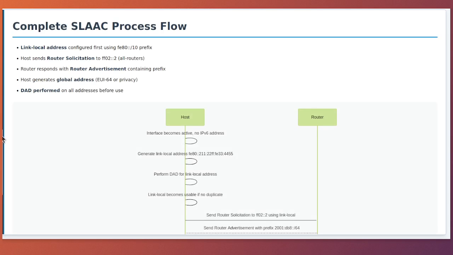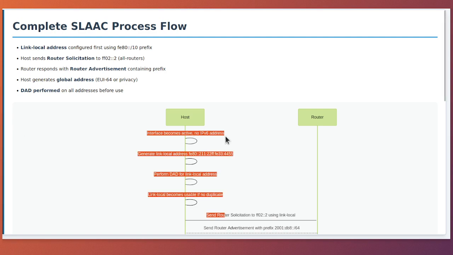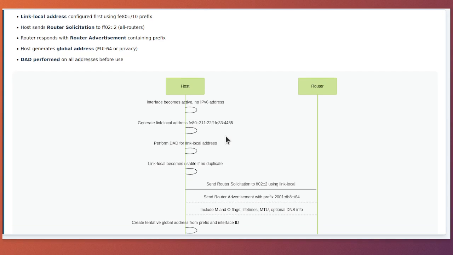Complete SLAAC process flow. The complete SLAAC process involves a carefully orchestrated sequence of steps that begins when a host's network interface becomes active and continues until the host has one or more fully configured IPv6 addresses. Understanding this complete flow is essential for network engineers troubleshooting IPv6 connectivity issues and for developers implementing IPv6 support in network applications. The process integrates router discovery, address generation, and duplicate address detection into a seamless autoconfiguration mechanism.